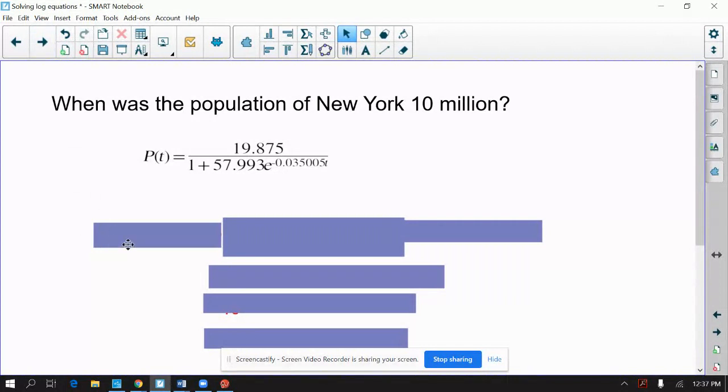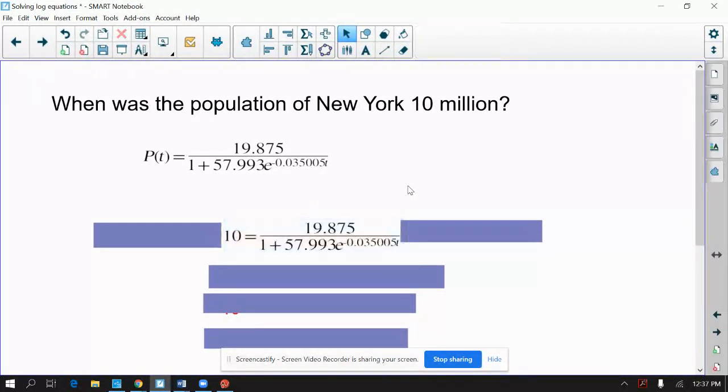All right. So right away, you're finding t. When was the population of New York 10 million? P tells you the population in millions. So we're going to let P equal 10. And now we have to solve for t. Well, first thing, get rid of the fraction. So I'm going to multiply both sides by that denominator.